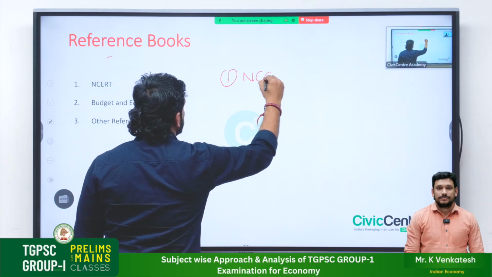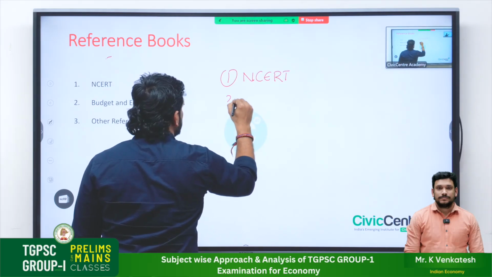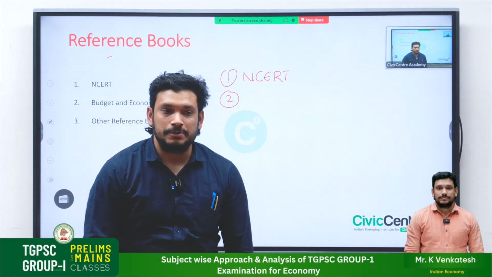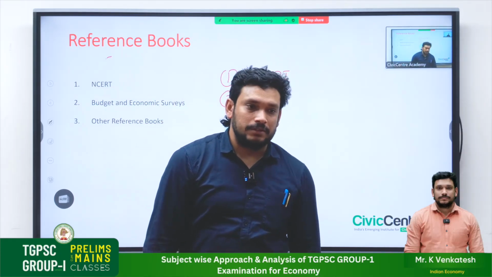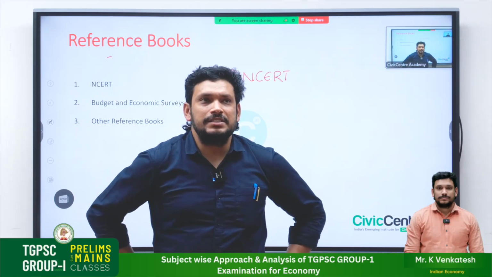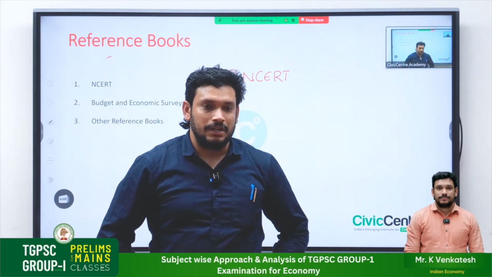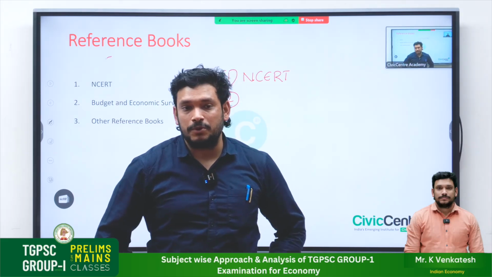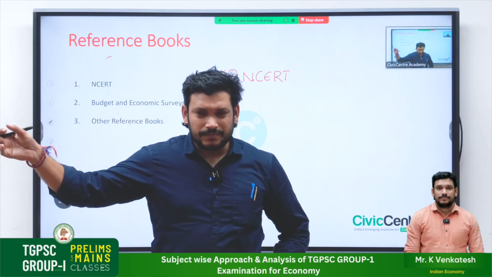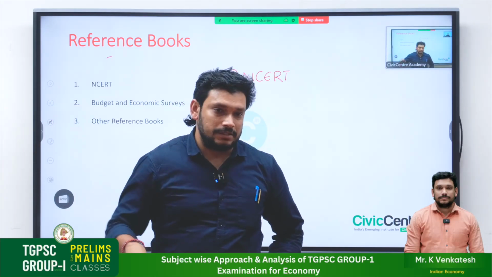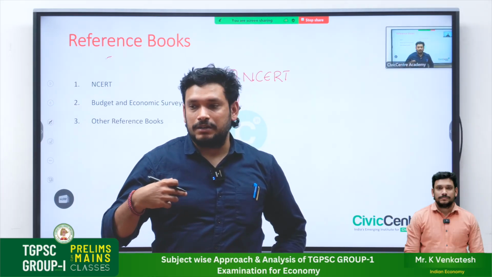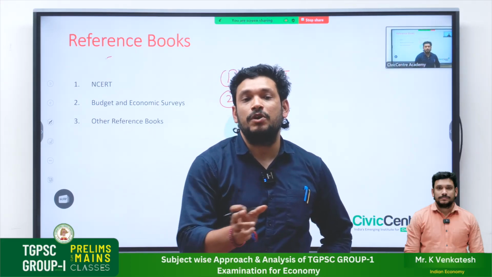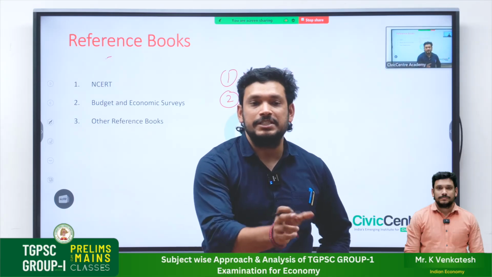NCERT class 11 and class 12. Then, from Telangana's perspective, the Telangana economy book published by Telugu Academy. I think these days it is not in the market because they have published very few books. But you need to purchase that book whenever the budget gets released, because after they implement the budget, the book that comes into the market is more relevant than the book which was released previously.